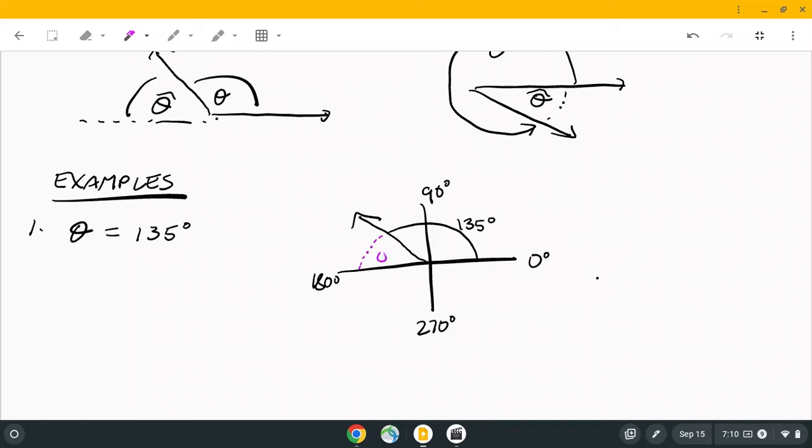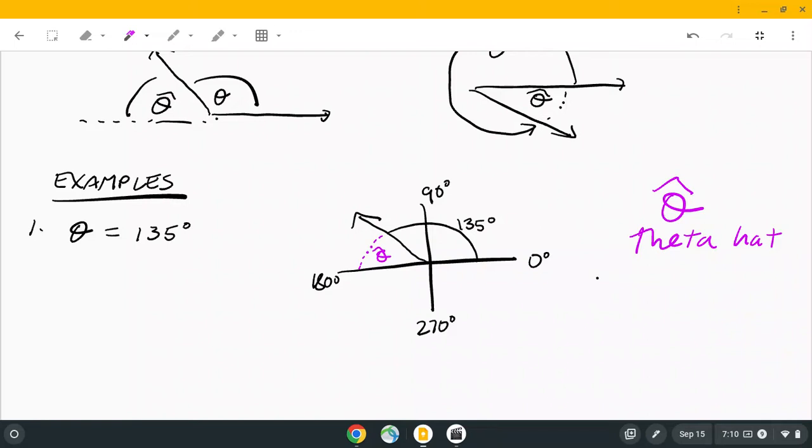And this here is going to be theta hat. Again, it's theta, the little party hat. And we call that theta hat.